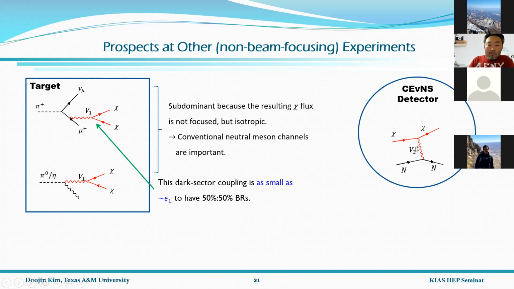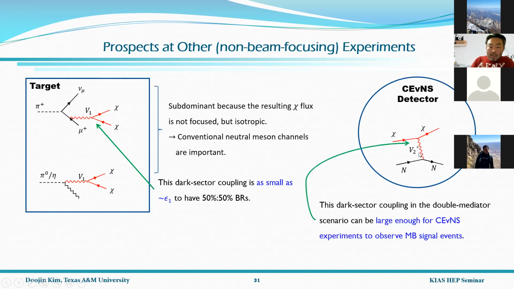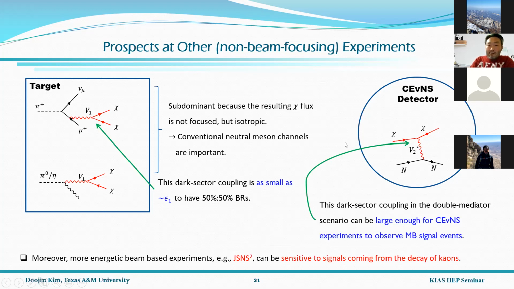However, in the double mediator scenario, the dark matter elastic scattering happens through the exchange of the different mediator, and the associated dark sector coupling here has nothing to do with the dark matter production, so that it can be large enough for the experiments to observe the signal events, which are potentially responsible for the MiniBooNE excess. In addition, more energetic beam-based experiments like JSNS square can be sensitive to the signals coming from the decay of the kaons.